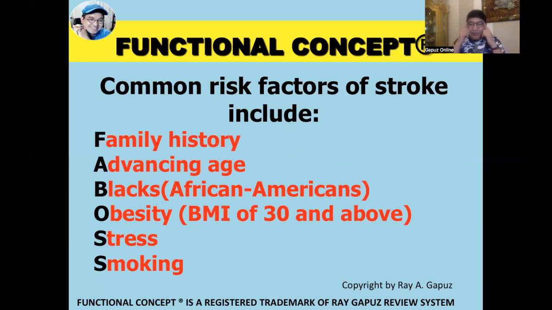Okay. And then, of course, stress, which activates the autonomic nervous system, and smoking, which could potentially cause vasoconstriction, and that could lead to a sudden increase in blood pressure. That could potentially lead to stroke.